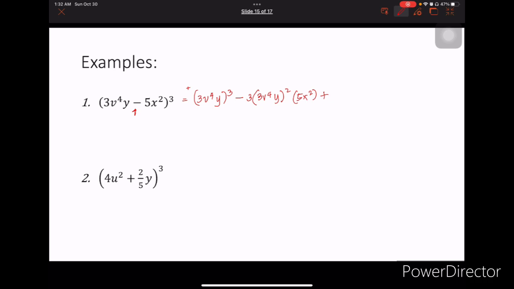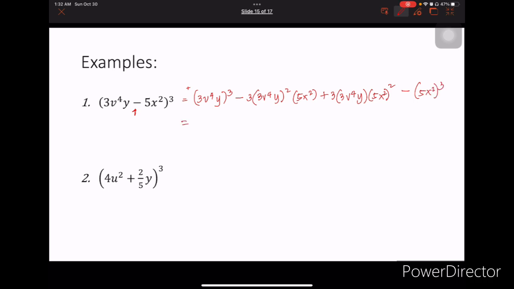Plus, since it's alternating, it's plus, minus, plus, 3 times the first term. So you will have now 3v to the fourth y times the square of the second term. So you have 5x squared, quantity squared. Then minus the cube of the last term. So 5x squared raised to 3.